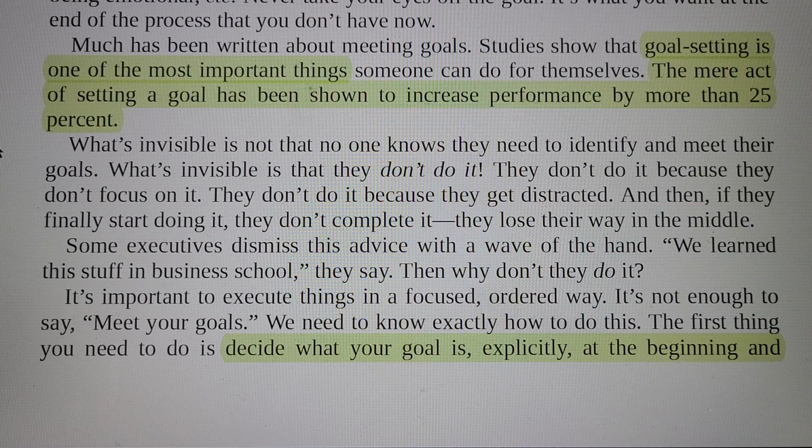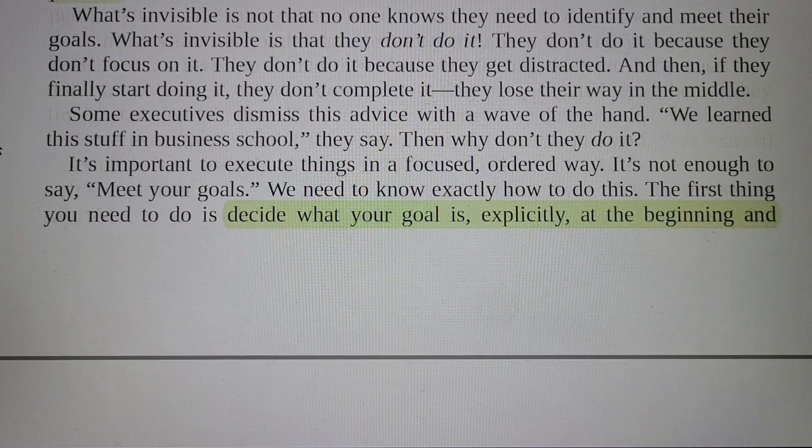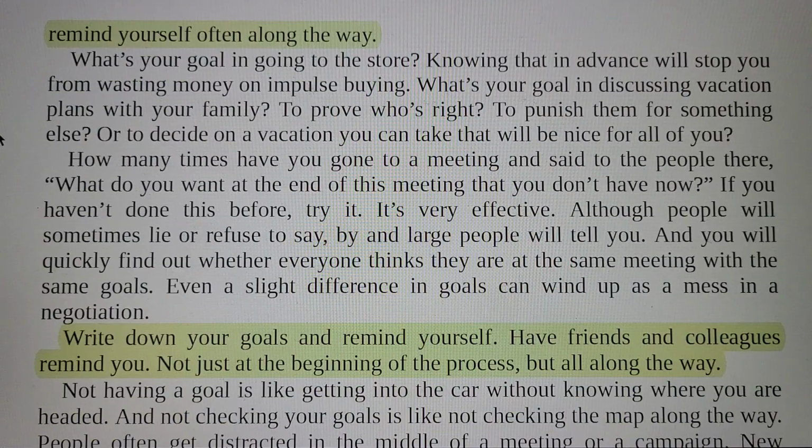It's important to execute things in a focused, ordered way. It's not enough to say, meet your goals. We need to know exactly how to do this. The first thing you need to do is decide what your goal is explicitly at the beginning and remind yourself of it along the way.